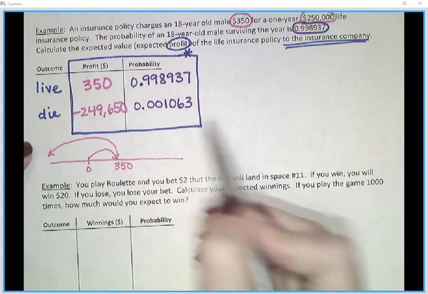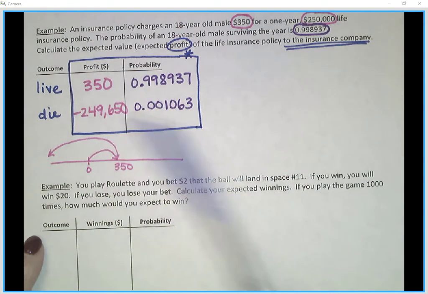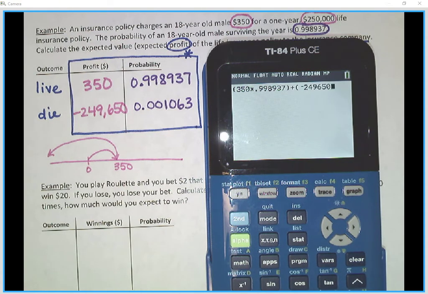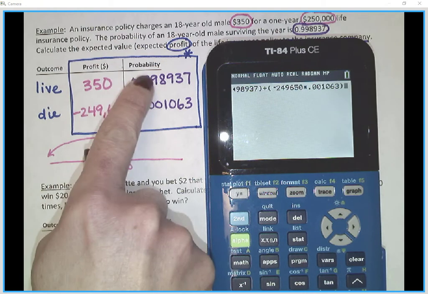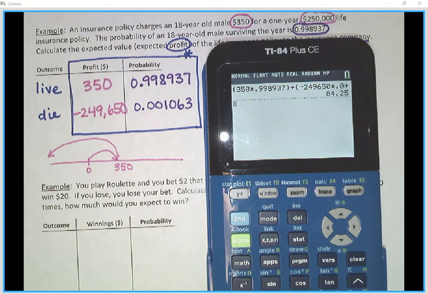There are 2 ways you can go about getting your answer. You can do x times p and add them together, and that's not really too difficult. Let's see, 350 times the probability plus, now make sure this one's negative, the negative 249,650 times its probability. That's one way to do it. You get $84.25. That's how much money they would expect to make off of one of these policies in the long run.